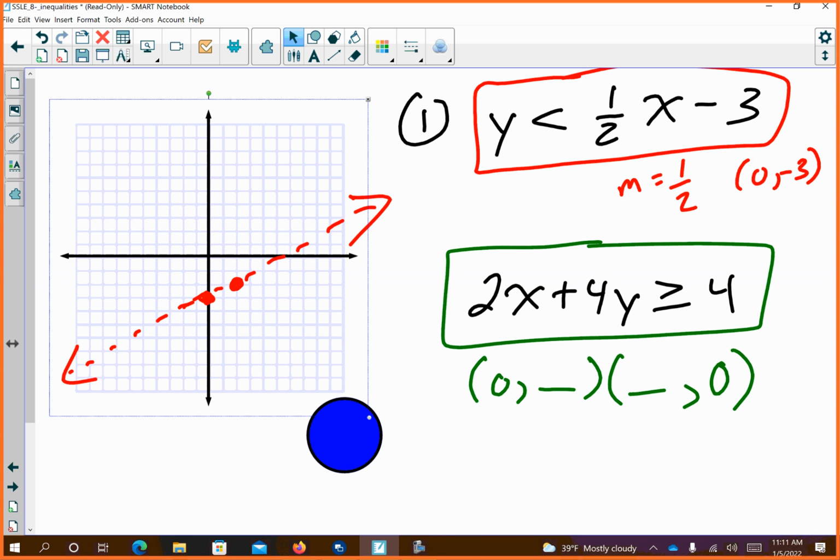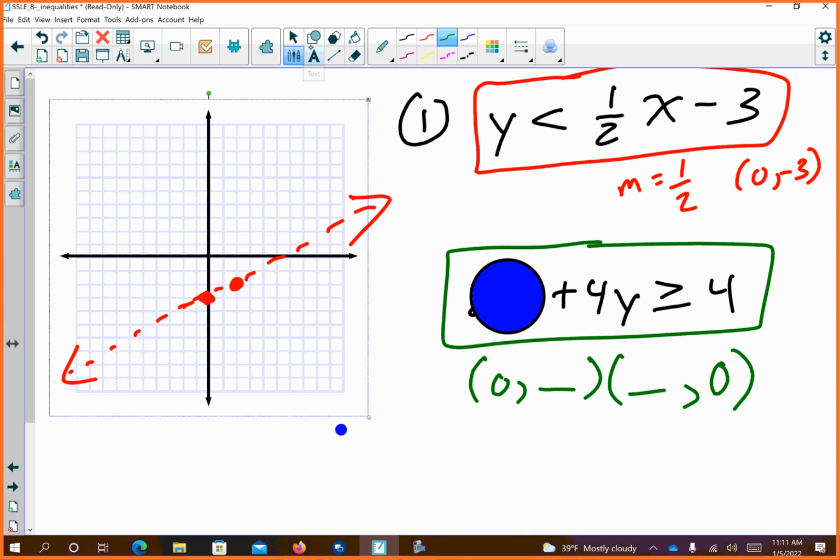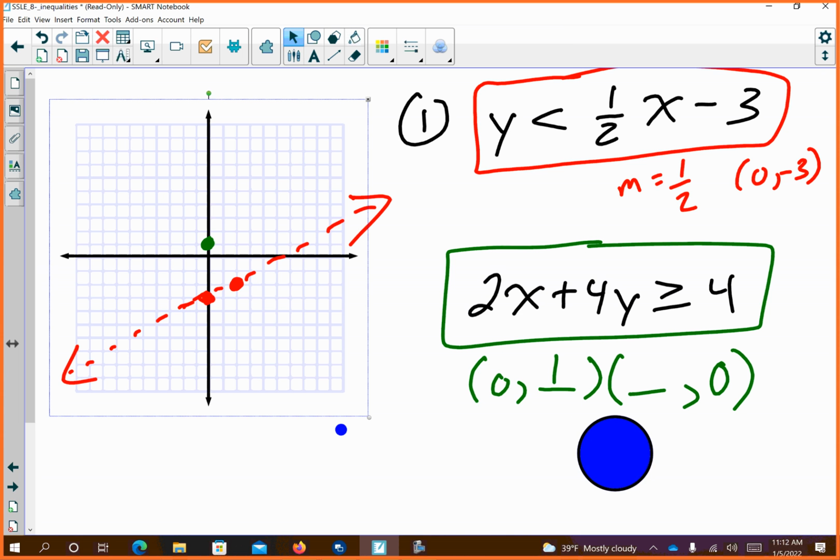So cover method. That big blue dot is an X or a Y value. That big blue dot's an X or a Y value. X. So I'm going to cover up our X. 4 times what number gives me 4? 1. So 0, 1. Agree? Okay, let's move this down.